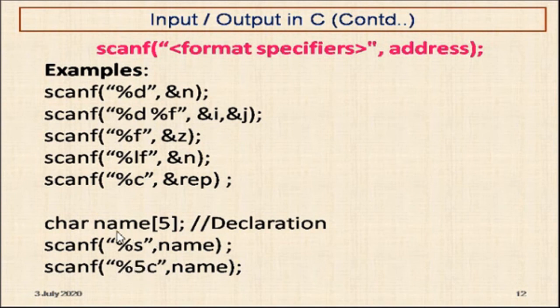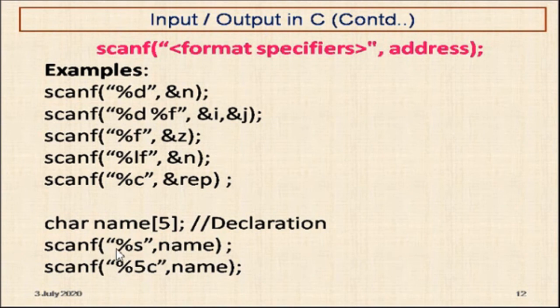Here I have declared the variable name as an array variable of type character, which is having 5 characters. So here the array variable itself will be acting as a pointer. Pointer means it will provide the address automatically, so we should not give the ampersand symbol. That is the important point we have to note.